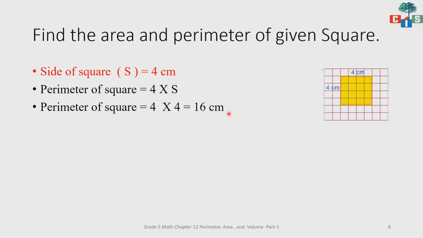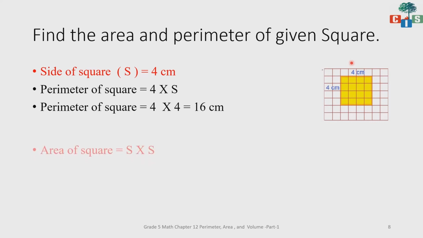Scholars, don't forget to write the unit. Here we have the unit as centimeter. So you have to write the unit, it is compulsory. Now we will find the area of the given square. What is the formula for finding the area of a square? Yes, we have just studied it. Side multiplied by side.